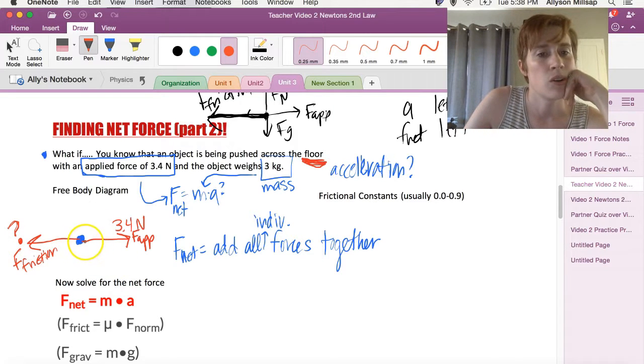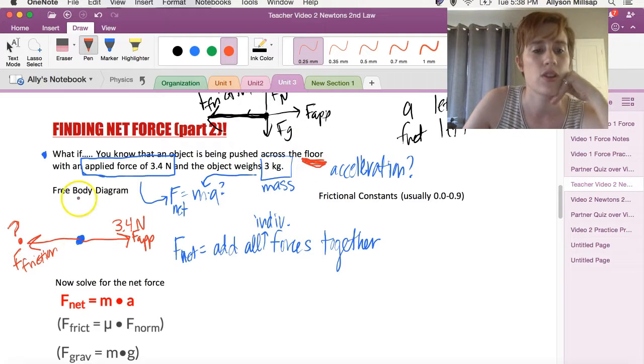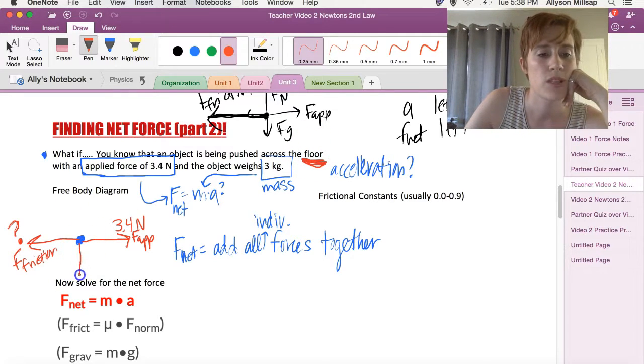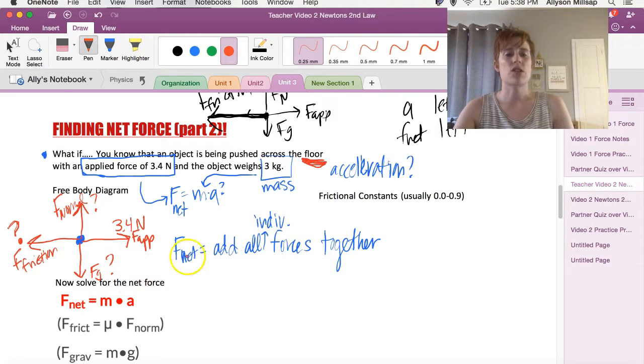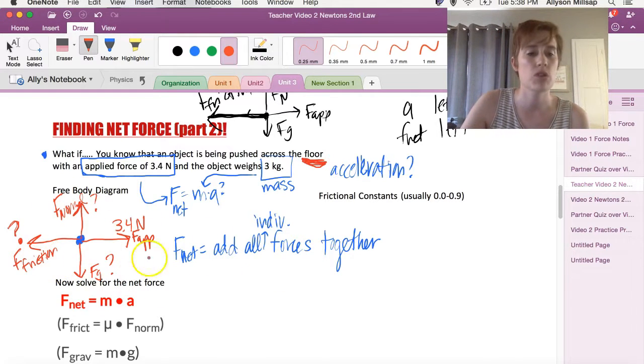Okay, I also know that since it's sitting on a floor, there's two other forces at play. There's the gravitational force, which I don't know the value of, and then there's the opposite of gravitational force, which is the normal force. And I don't know the value of that either. So here's my question. How can I add all the individual force vectors together if I don't know them?